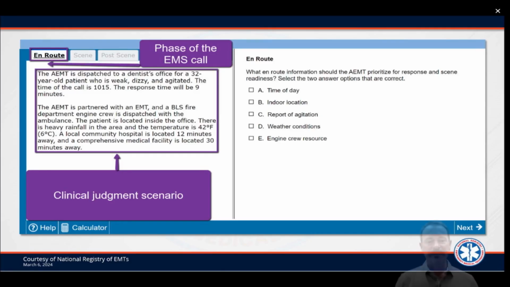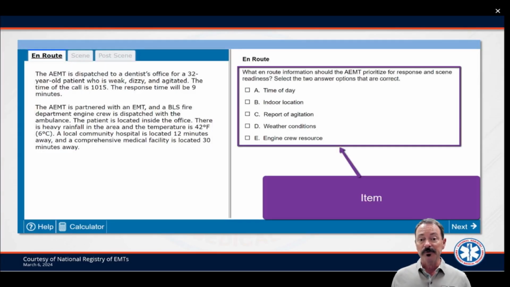So they're saying that this is a clinical judgment scenario. Okay, so you're en route, and now it is asking you what en route information should the advanced prioritize for response and scene readiness. Here we go. Select the 2 answer options that are correct. Okay, so here we are. We're starting to look at what are the 2 most important things that we're thinking about when we're going to be driving to this scene.